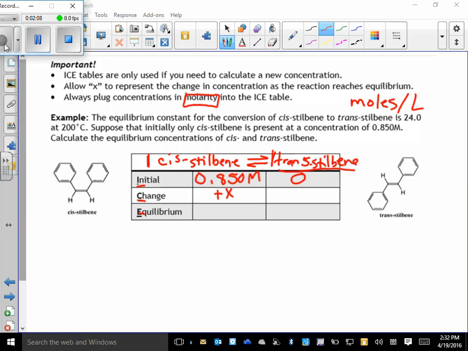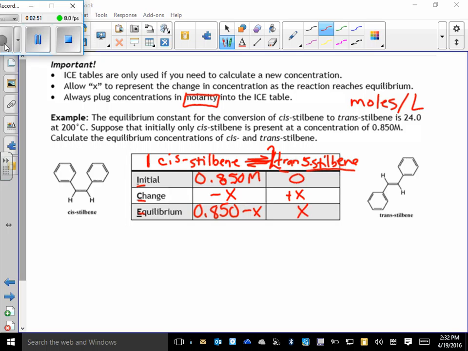Sorry, this should be subtract x, because some of it goes through the reaction to become the trans. And we put minus x. If there would have been a 2 here or a 7, we would put minus 2x or minus 7x. And for trans, plus x. Now I do the math on the bottom. At equilibrium, it's going to be 0.850 minus x. 0 plus x is simply x.